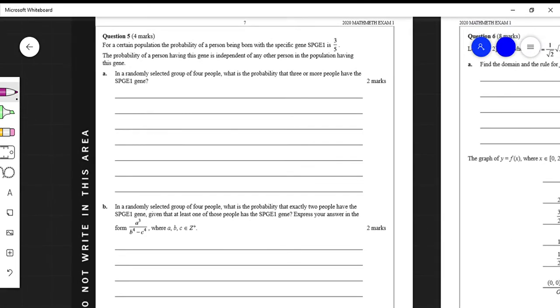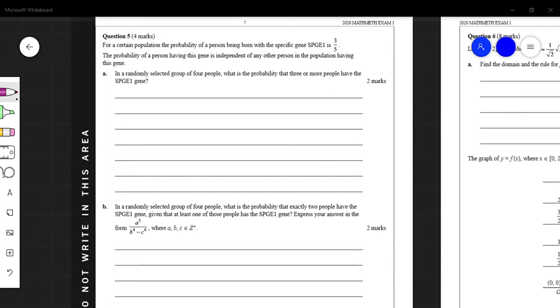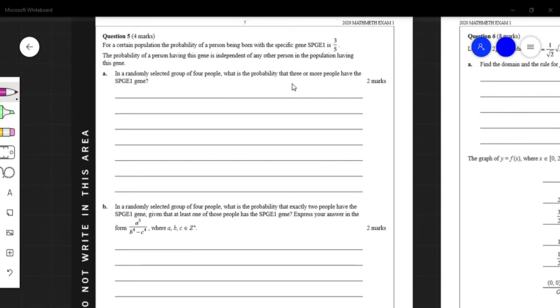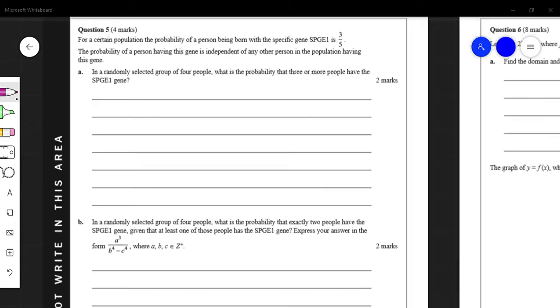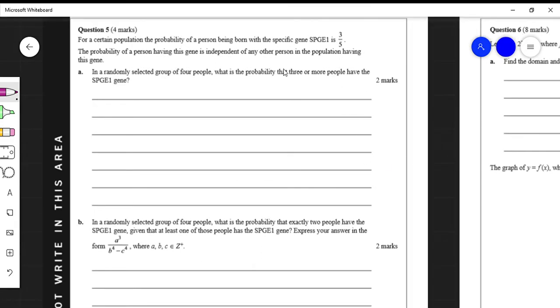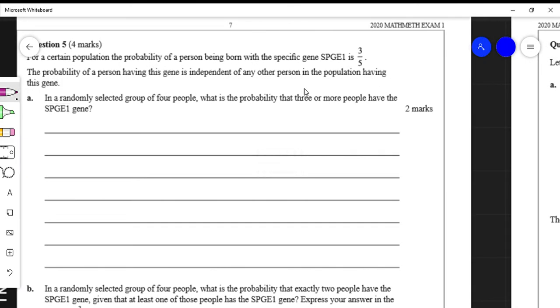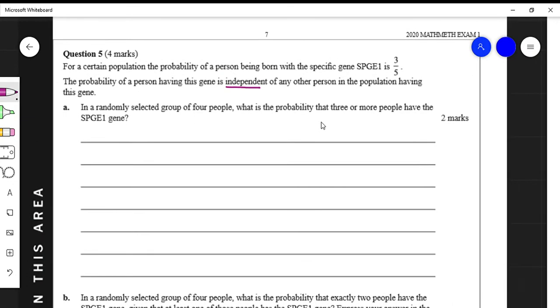So, question 5. Okay, so for a certain population, the probability of being born with a specific gene is 3/5. And what they're telling us is that this is independent. That's important. We can factor that into how we're going to solve this. So we're looking for a randomly selected group of 4 people. Probability 3 or more people have the gene.